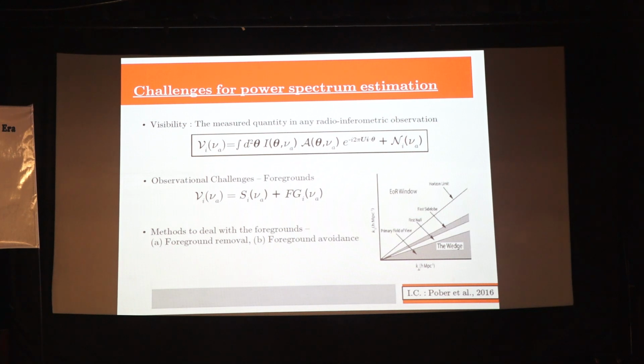Now, as has been discussed before, the visibilities are mainly dominated by these foreground components, which are around 10 to the power 4 to 10 to the power 5 times higher than the 21 centimeter signal that we are trying to detect. And the various strategies that have been developed to deal with these foregrounds generally fall into these two categories: foreground removal and foreground avoidance. So foreground avoidance is what we have considered for this work.